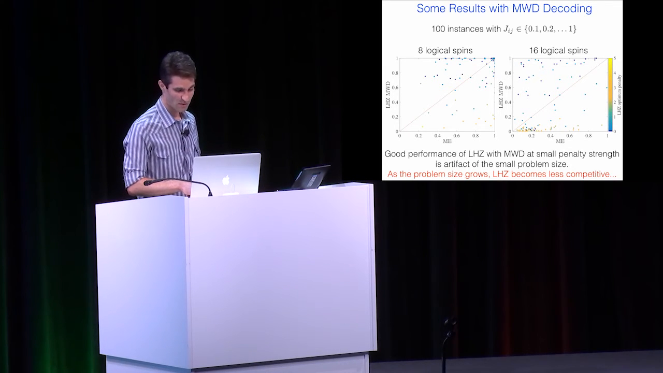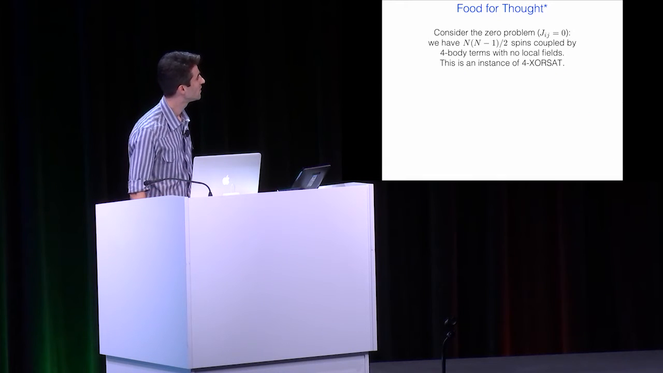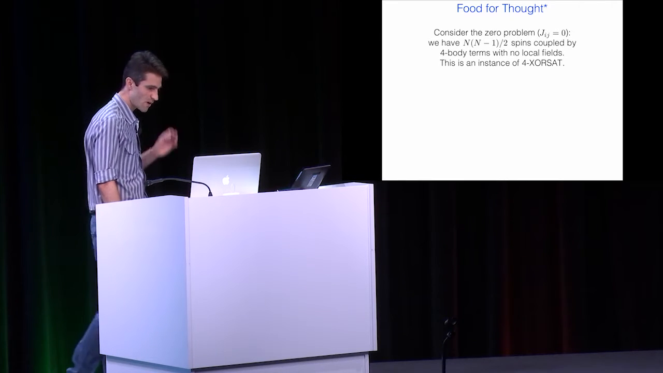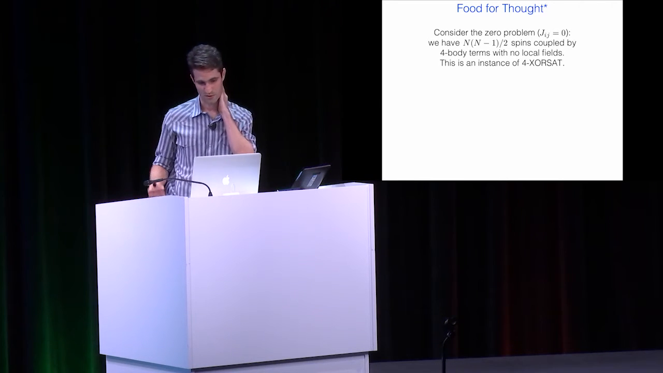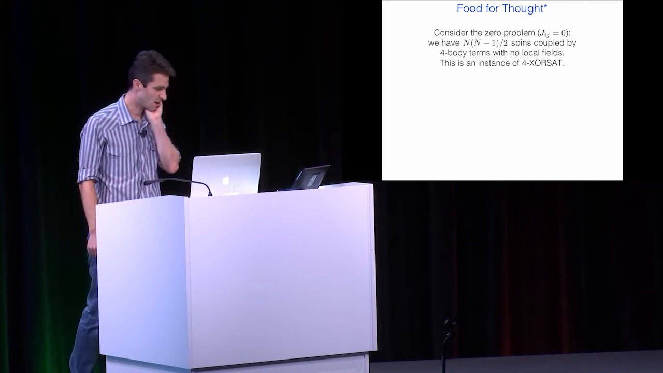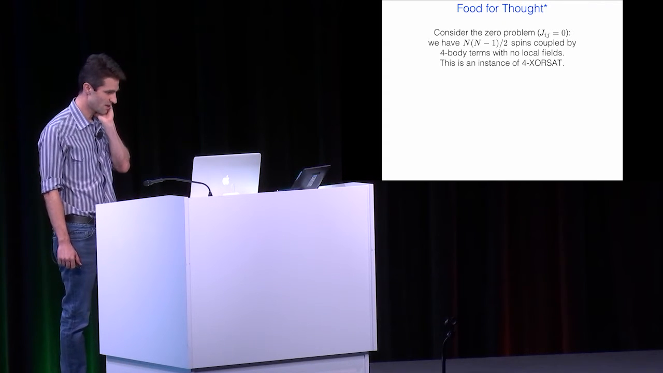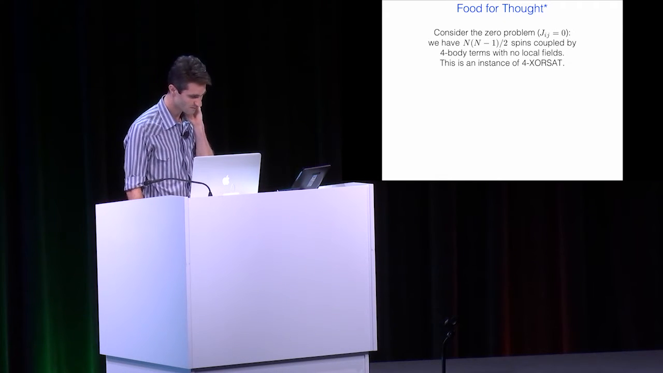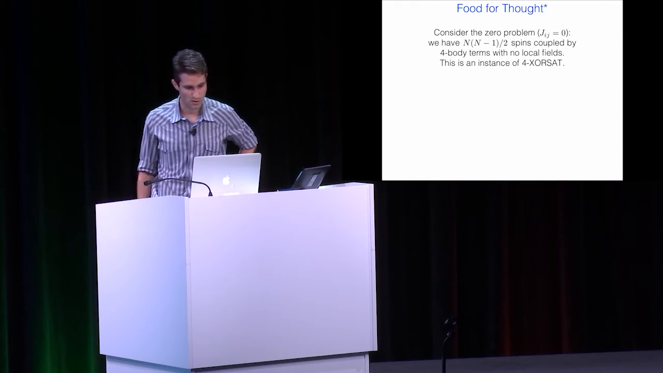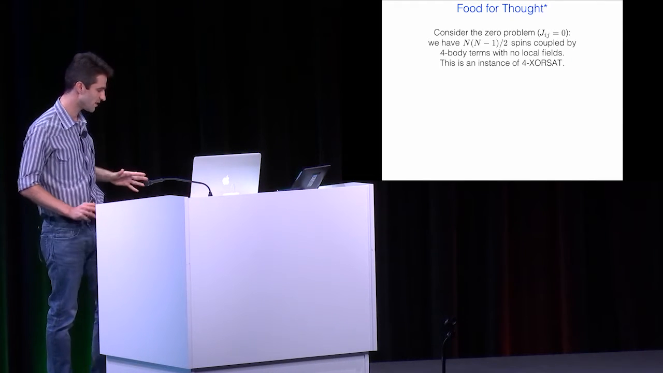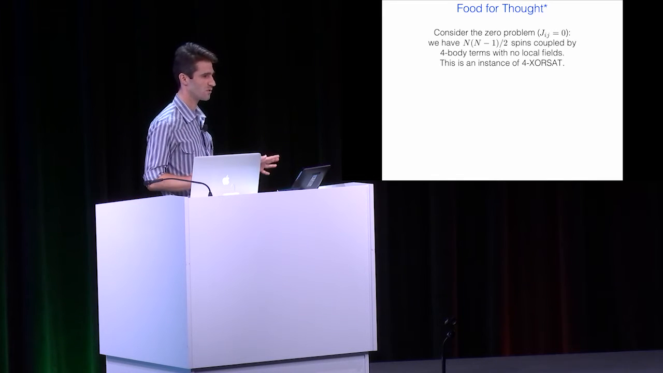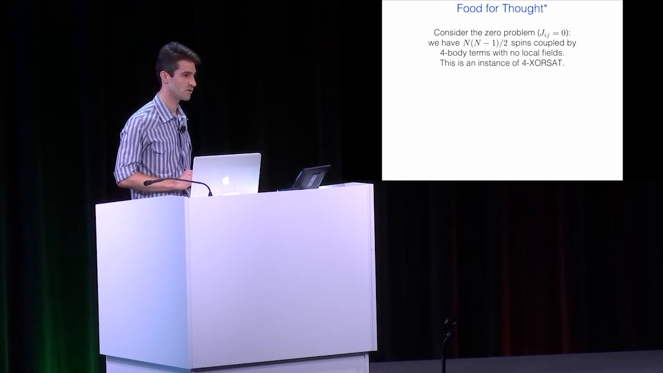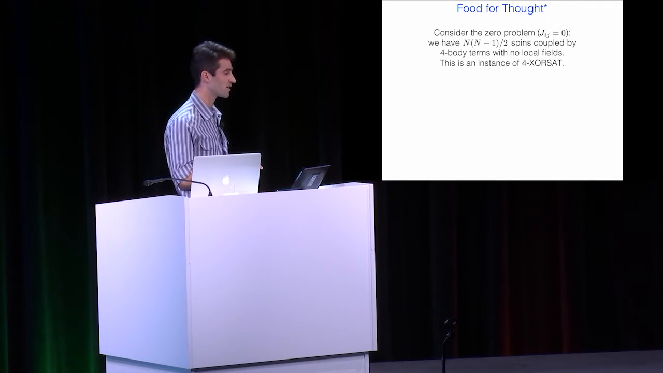So now this question of the gap came up in the earlier talk. And it's, of course, very, very hard to determine this. But there's a very nice question that my colleague Itay Hen brought up, which I would like to use, and it's the following. So consider in the LHZ case the 0 problem. So you essentially have the LHZ scheme, but you've set the logical problem to 0. So all you have now is n times (n minus 1) over 2 spins coupled with 4-body terms. This is an instance of 4-XORSAT.